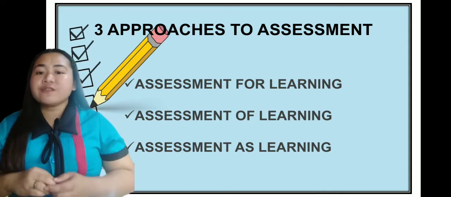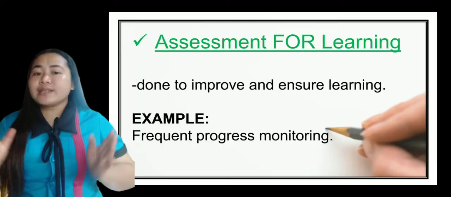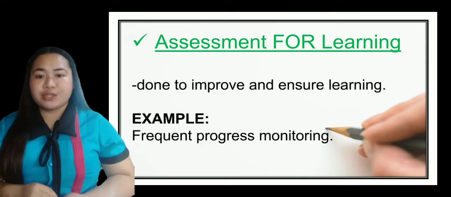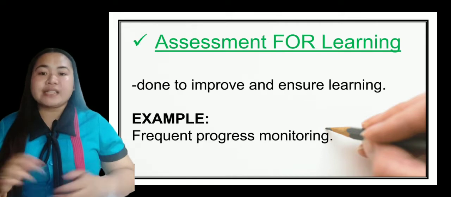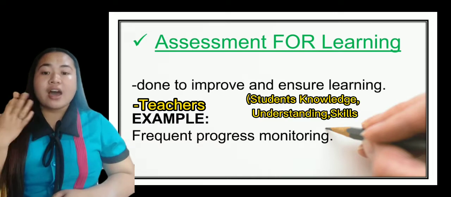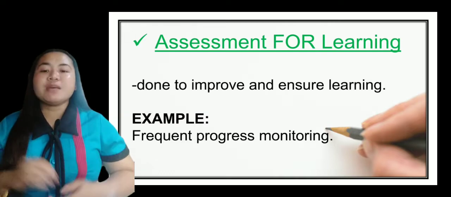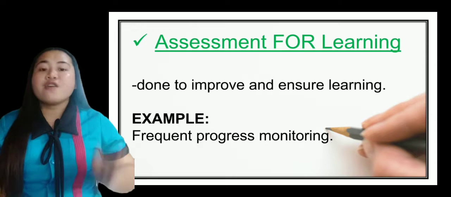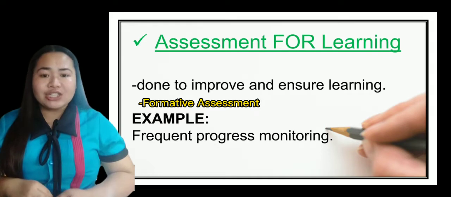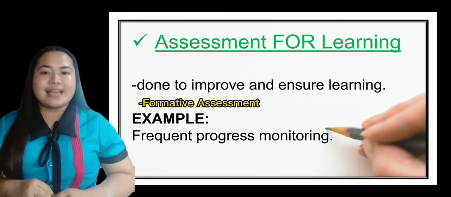So now, let us first discuss what is assessment for learning. Assessment for learning is done to improve and ensure learning of the students. This assessment involves teachers using evidence about students' knowledge, understanding, and skills to inform their teaching. Assessment for learning is also referred to as formative assessment. This usually occurs throughout the teaching and learning process to clarify students' learning and understanding.